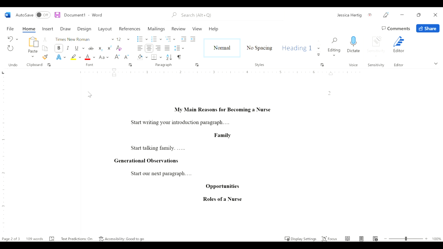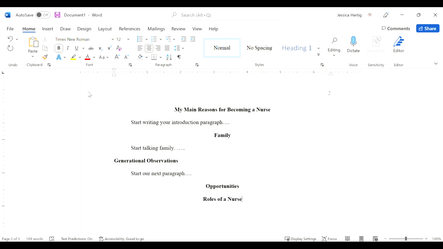I have Roles capitalized because it's the first word in that heading. Of and a are not major words, and so those are not capitalized, but Nurse is a major word, so it is. So in this section I might talk about all the different kinds of things you can do as a nurse. You can be an educator, you can work at the bedside, you can do research, you can work in people's homes or hospitals. You know, the possibilities are endless.